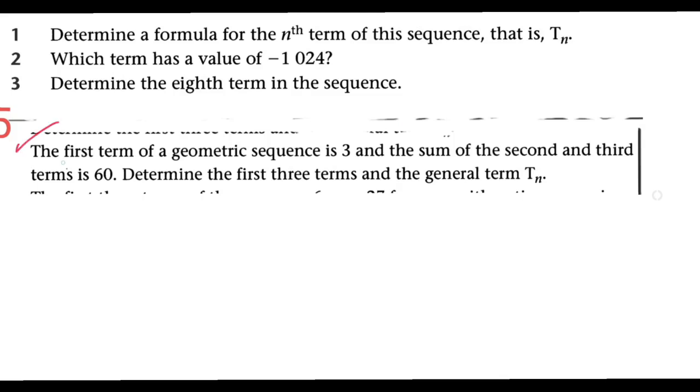Question number 5, he said that the first term of a geometric sequence is 3 and the sum of the second and third term is 60. Determine the first 3 terms and the general term Tn. I'll show you how to solve this question. Now first of all, define the terms and set up the equation.